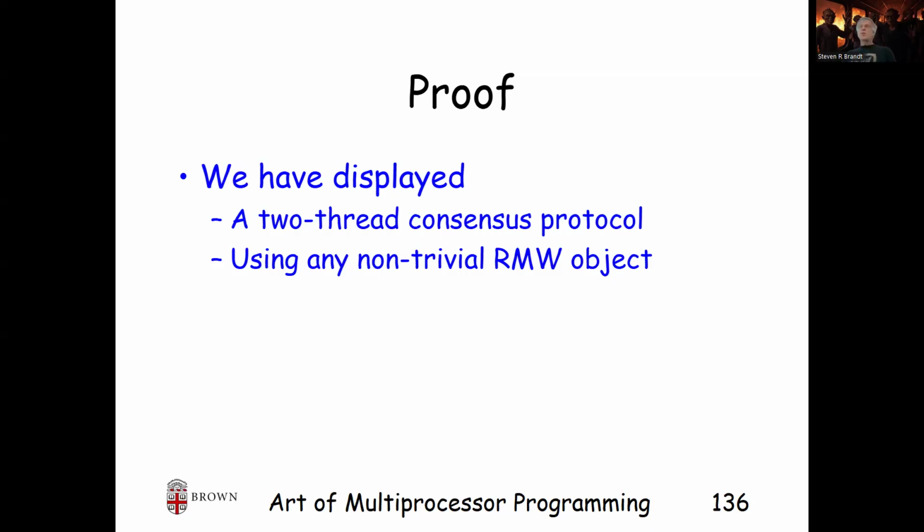It wrote to 0 and 1. And what did thread B do? Wrote to 1 and 2. Now, how does thread A know if it won?